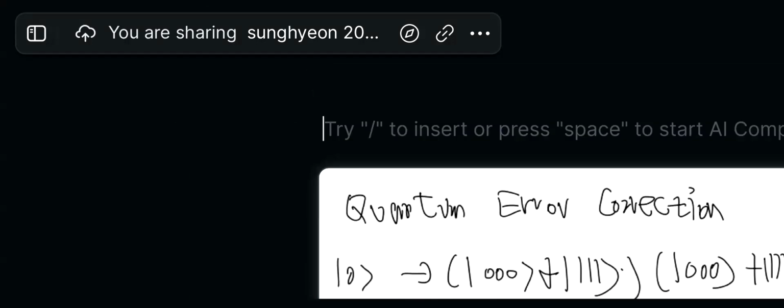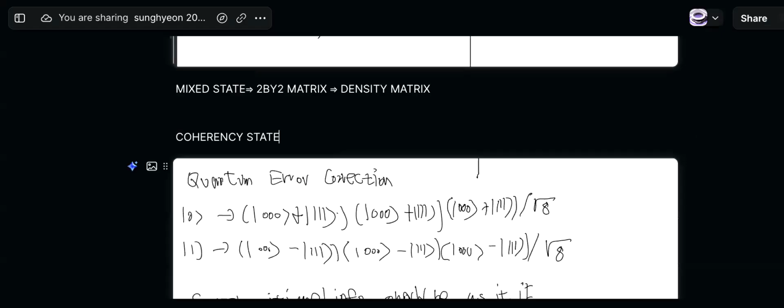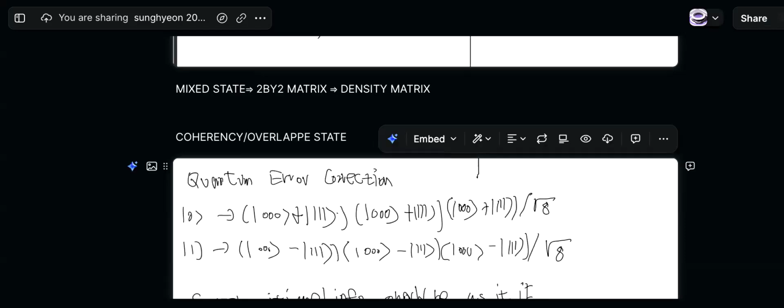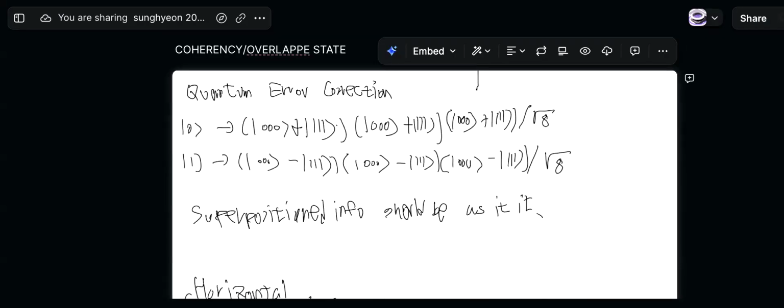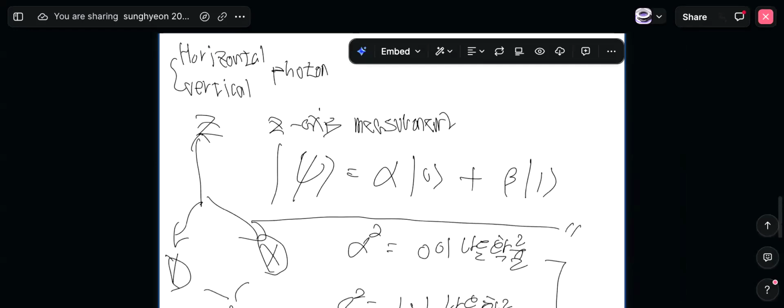And for coherent state, I don't know what it is called in English. Is it like overlapped state or something? Then what comes out is overlapped state. Anyway, I will do it next time again. Yeah. This is how we can represent the overlapped state.